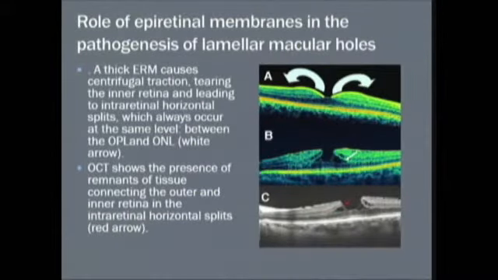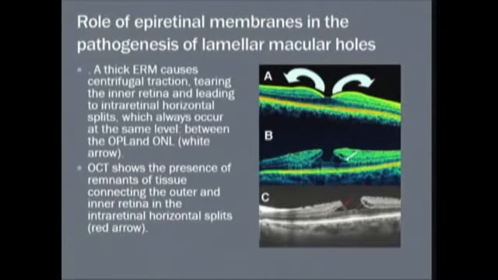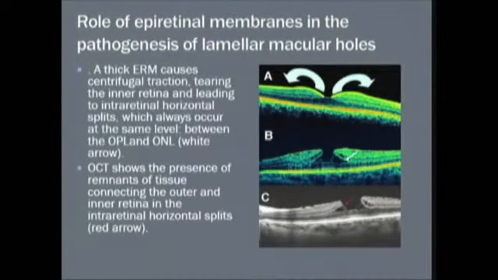This is how it happens. If you have a thick epiretinal membrane, it pulls away on the retina, which is the tangential traction. It's outward traction and leads to splitting of the retinal tissue, but you will still have some of the retinal tissue still attached.